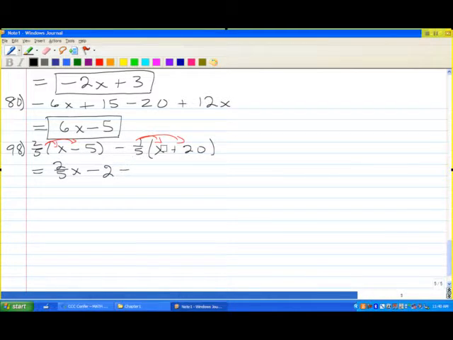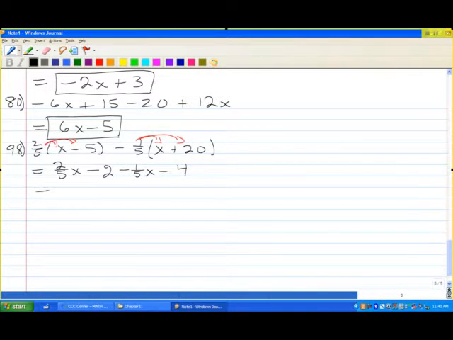Negative 1/5 times positive x. Negative times positive is negative. 1/5 times x is 1/5 x. Negative 1/5 times positive 20. Negative times positive is negative. 20 divided by 5 is 4. And so 1/5 times 20 is 4.